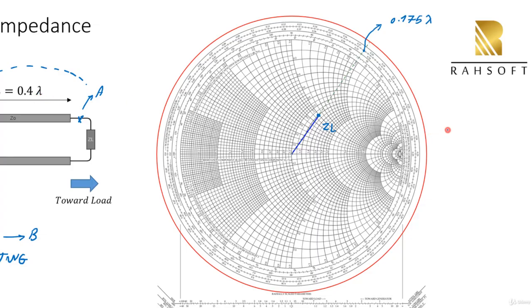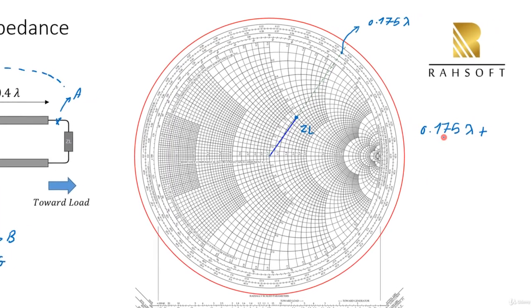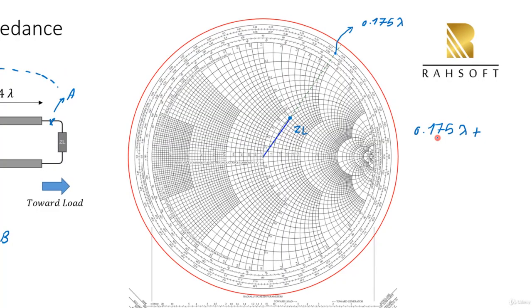So then I'm going to say that the goal basically is going to be 0.175 lambda plus the length of my transmission line. So I'm going to turn according to the length of my transmission line. So it's going to be plus 0.4 lambda, and this is going to be 0.575 lambda. So then we have to search for this number. Yeah, so I'm going to continue.